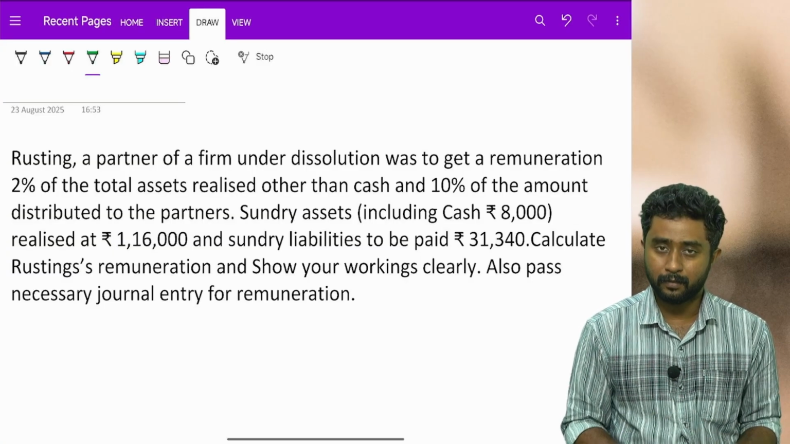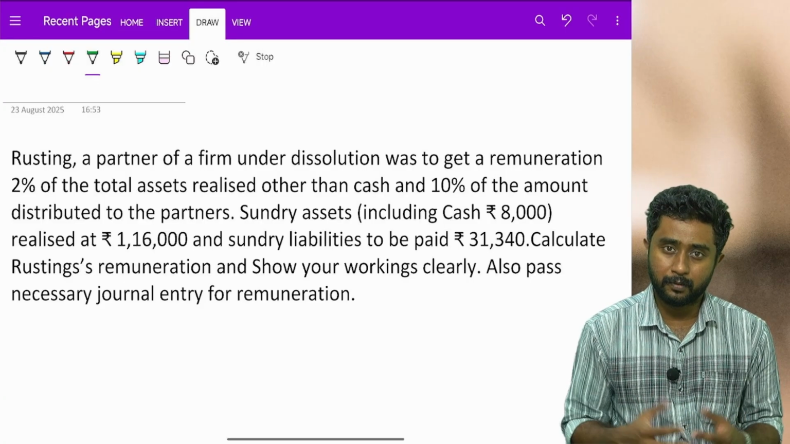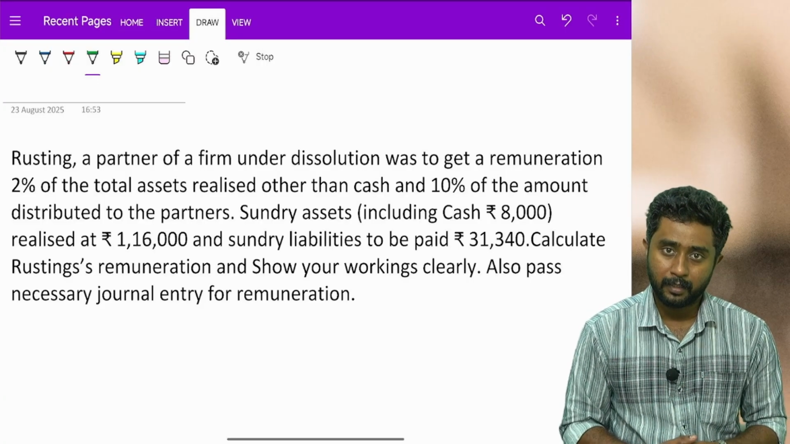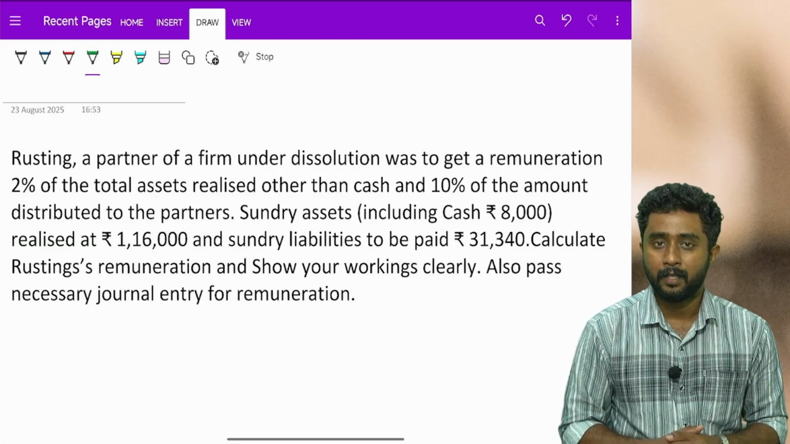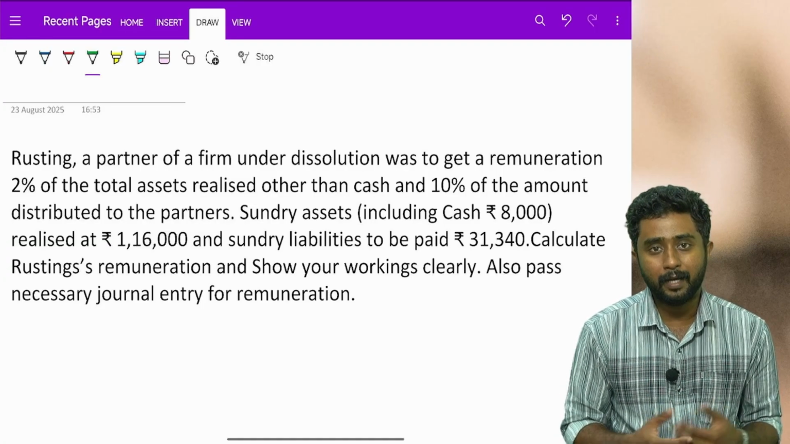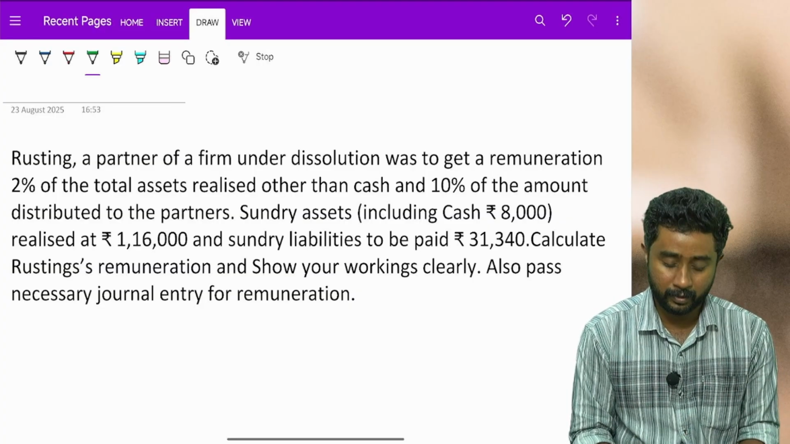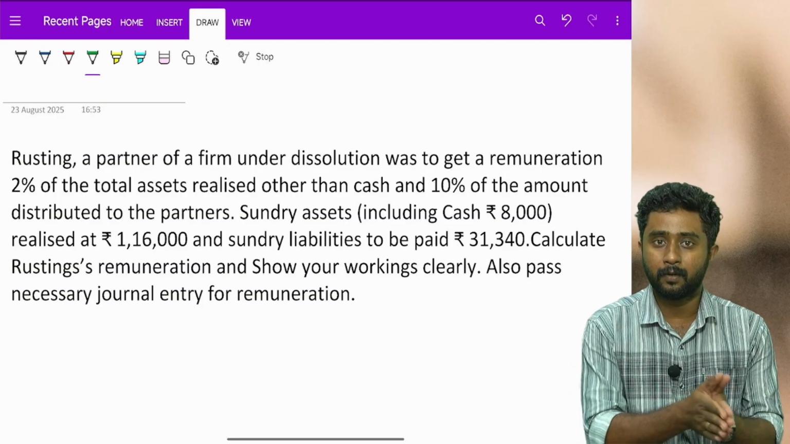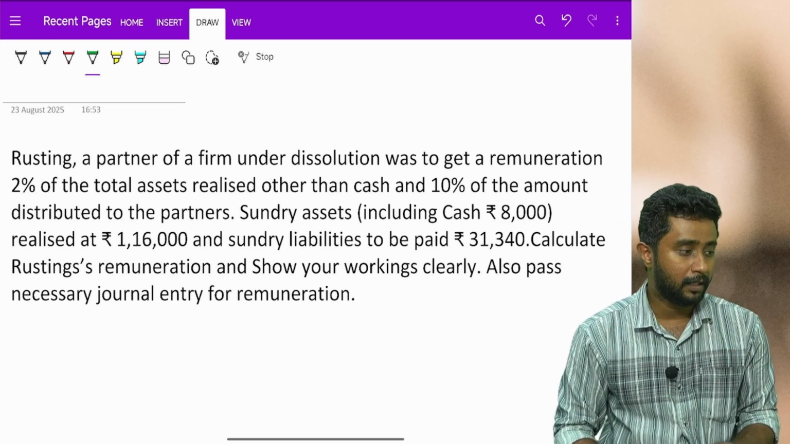Not all the partners, but one among them may come forward and take up the responsibility to sell all the assets and pay all the liabilities. He will take care of the entire process. For that, he or she may ask for some amount in return. That amount is basically called remuneration. This question is actually on that topic, the remuneration which we are supposed to pay to the partner.